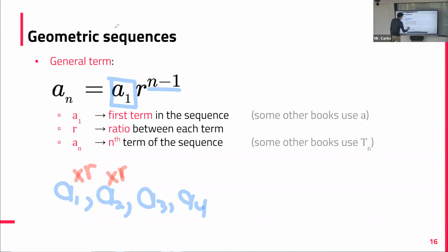A2 times R gives us A3. A3 times R gives us A4. How many R's? N minus 1. 4 minus 1, so 3 of them. So it's quite intuitive. It should feel fairly natural. Just remember in the exponent here, there's a -1. The rest of the terms and labels are the same as what we used in our previous formula.